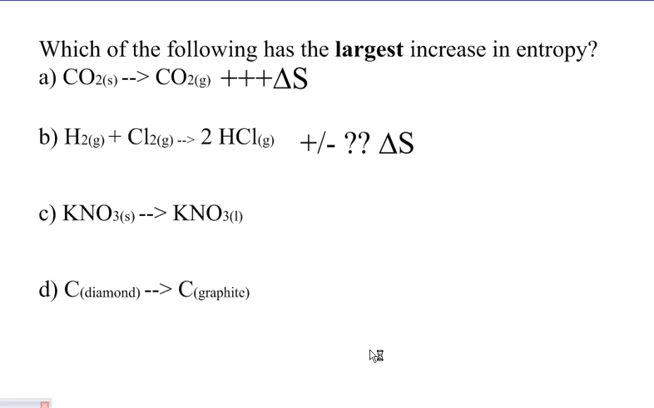Next, I have a solid that becomes a liquid. So that one, again, is an increase in chaos, but only a small increase. So I would rank that less than this one. If this was 3, let's make this one 2.